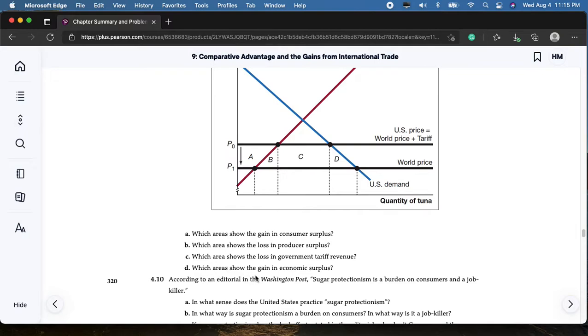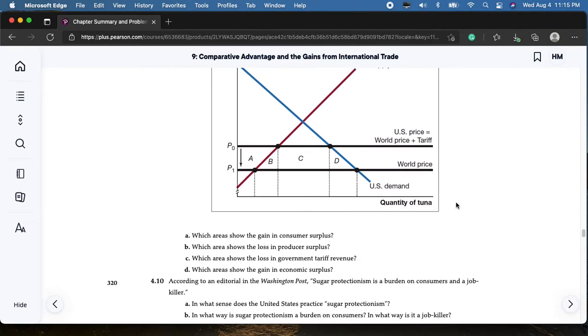Now, which area shows the gain in economic surplus? So before, when we had a tariff, areas B and D were not being utilized, so that was deadweight loss. Once we remove the tariffs, areas B and D are gains in economic surplus because that was deadweight loss.